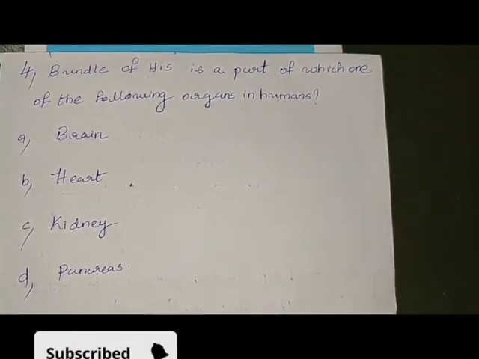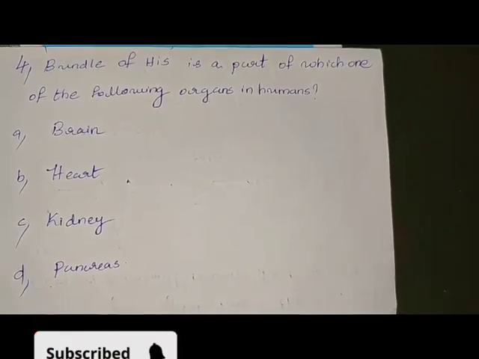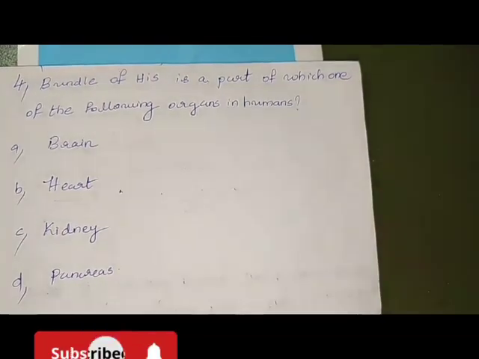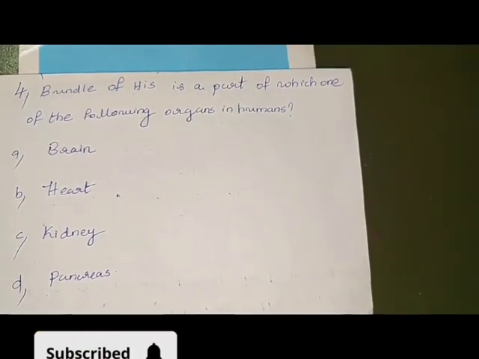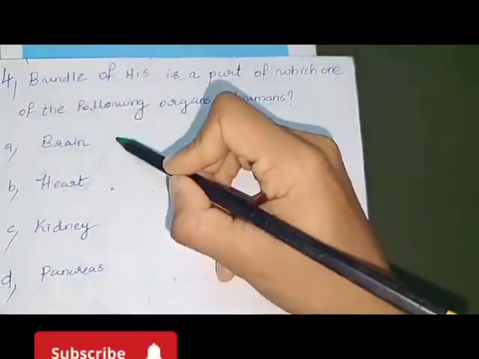4. Bundle of His is a part of which one of the following organs in humans? A. Brain. B. Heart. C. Kidney. D. Pancreas. Answer option B. Heart.